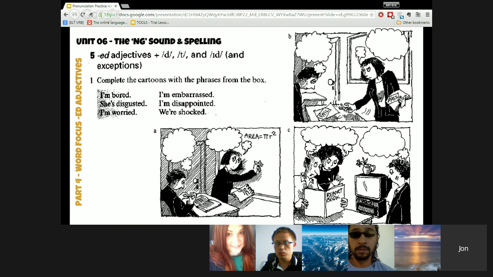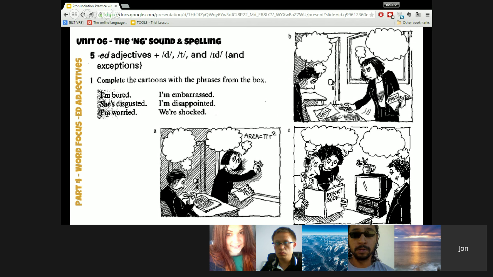Okay, anyway, let's do the exercise first. Natasha, could you read our directions in exercise 5 for us, please? Exercise 5: ed adjectives plus d, t, and id and exceptions. Just let me correct you on one thing. Those are actually not letters. Those are International Phonetic Alphabet symbols. So we're going to pronounce the sound when it adds d, t, and id. D, t, id. That's it. Thank you.